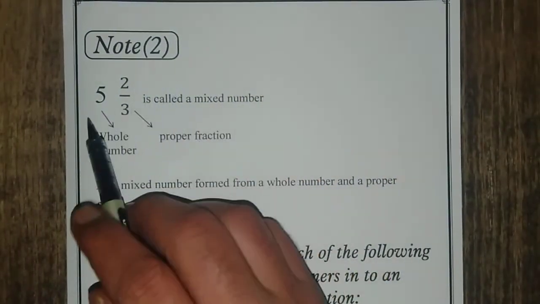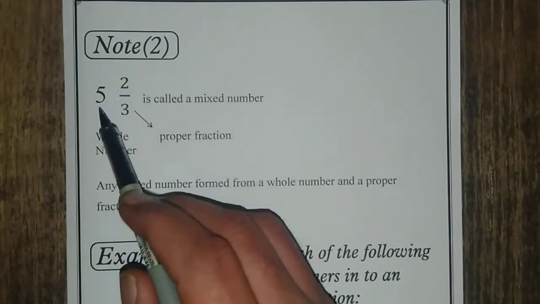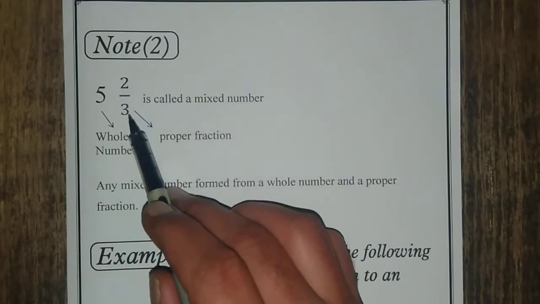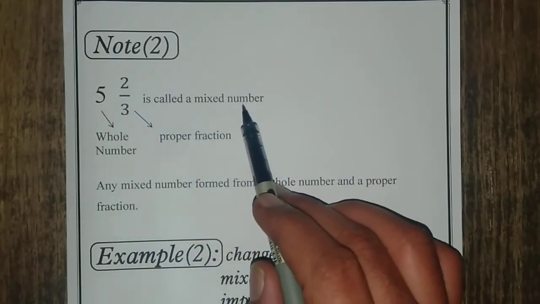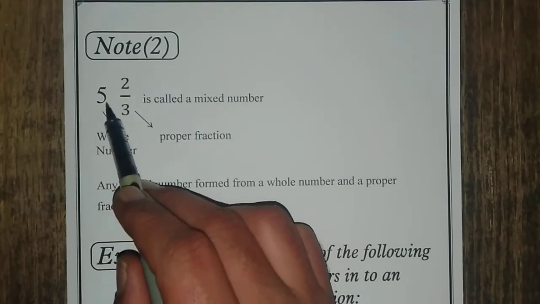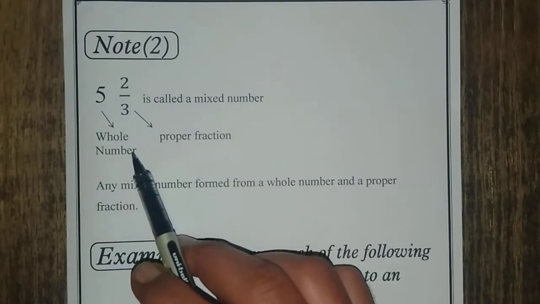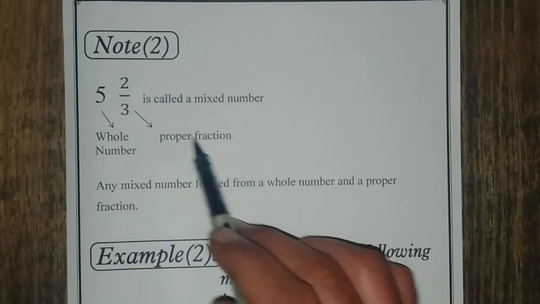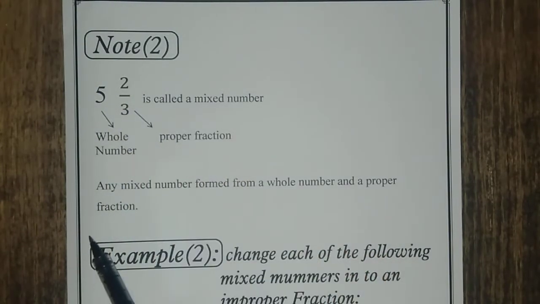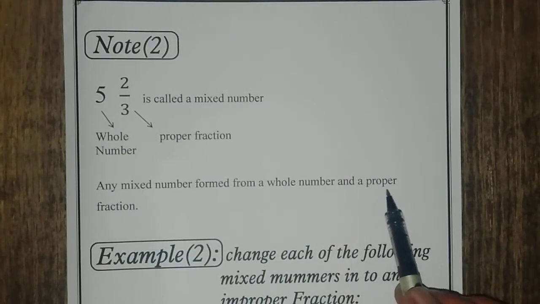Note 2. The mixed number. 5 and 2 over 3 is called a mixed number. Any mixed number is formed from a whole number, which is 5 in the example, and a proper fraction, 2 over 3.